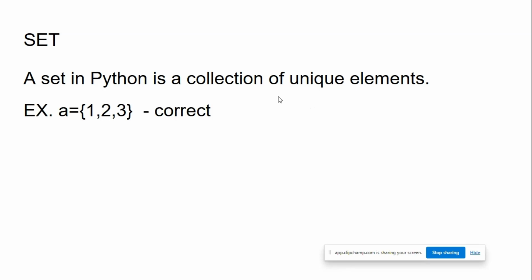Let's see one example. If I put a equal to {1, 2, 3}, this is correct because 1, 2, 3 are unique elements. Likewise, if I put {1, 2, 3, 3}, this is an incorrect example of a set because here 3 is repeated. So these are some examples. We'll discuss it later in detail.